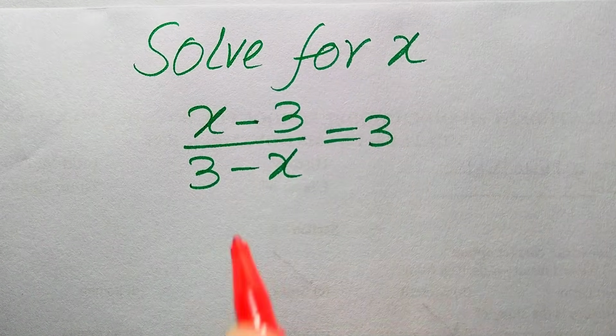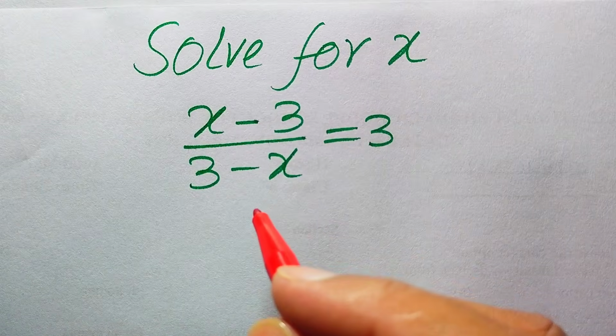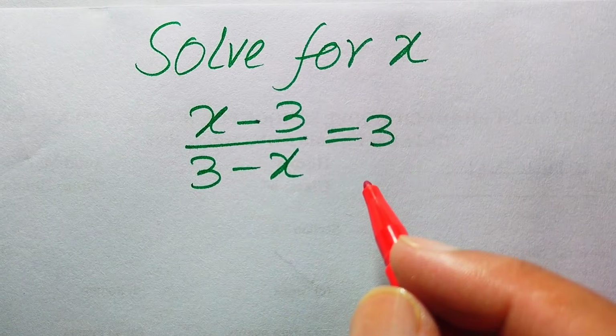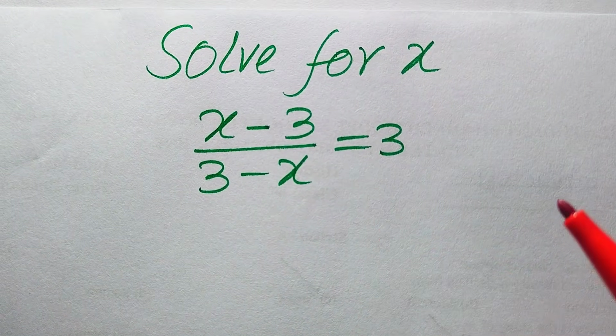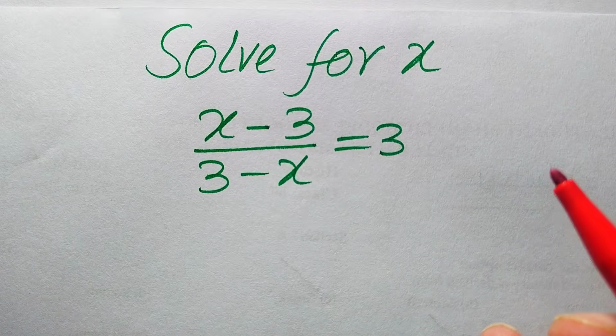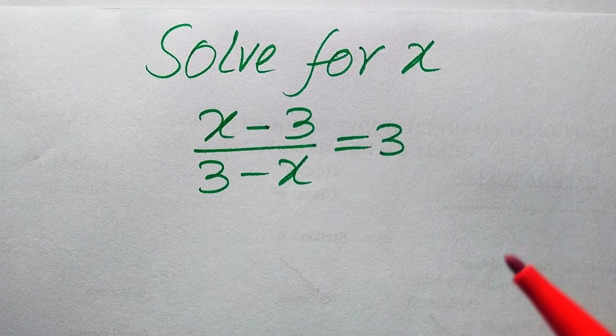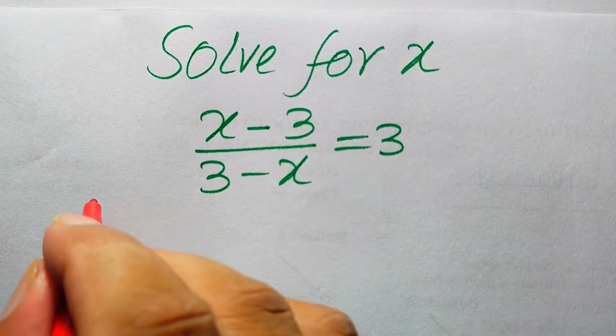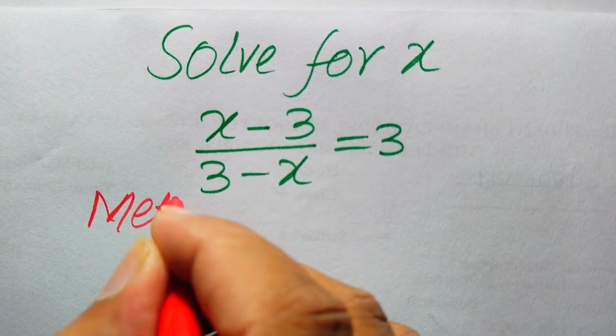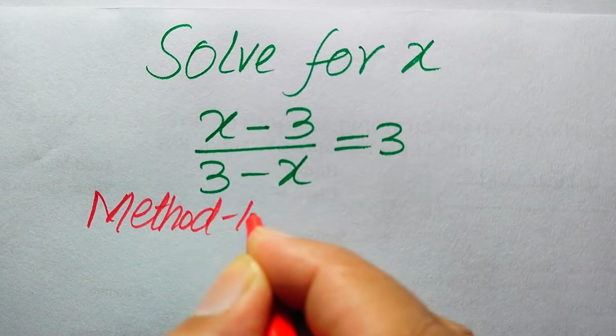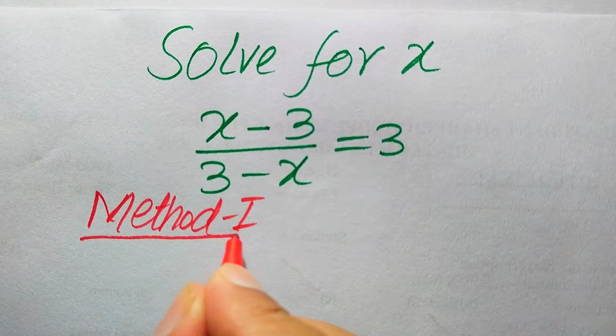So here we have (x − 3) divided by (3 − x) equals 3, and we solve this problem for all the values of x. First we need to find all the roots of this equation, and at the end we will verify which of the roots are solutions and which are extraneous roots. Further, we solve this problem by two methods.